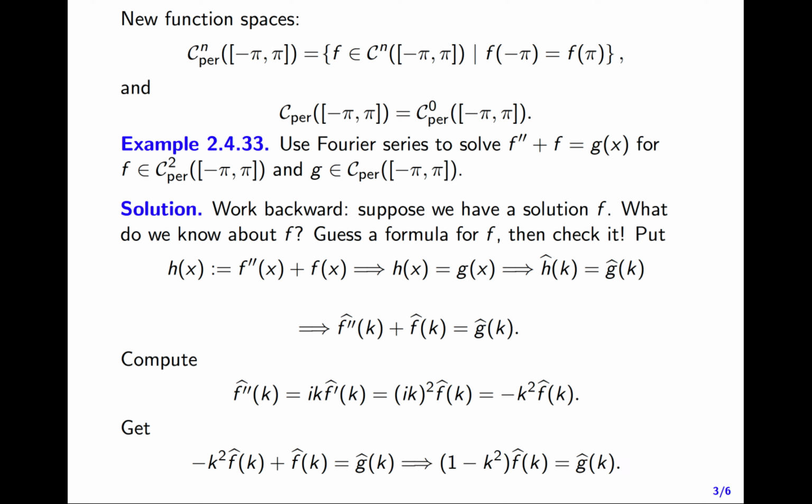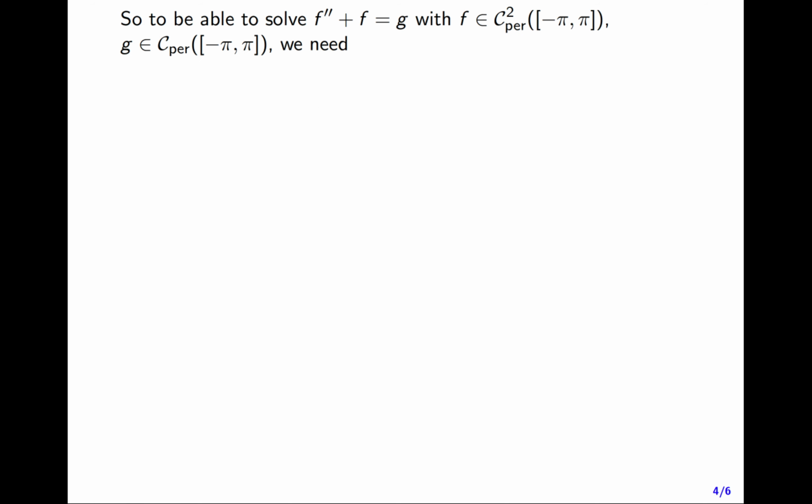Or if I just factor the left side a little, 1 minus k squared times f hat of k equals g hat of k. So now I have a relation between f hat and g hat. And my goal, remember, is to figure out some sort of formula for f, maybe equivalently some sort of formula for f hat of k. And this seems to get me pretty close to that. But first, let's think about what this relation is telling us.